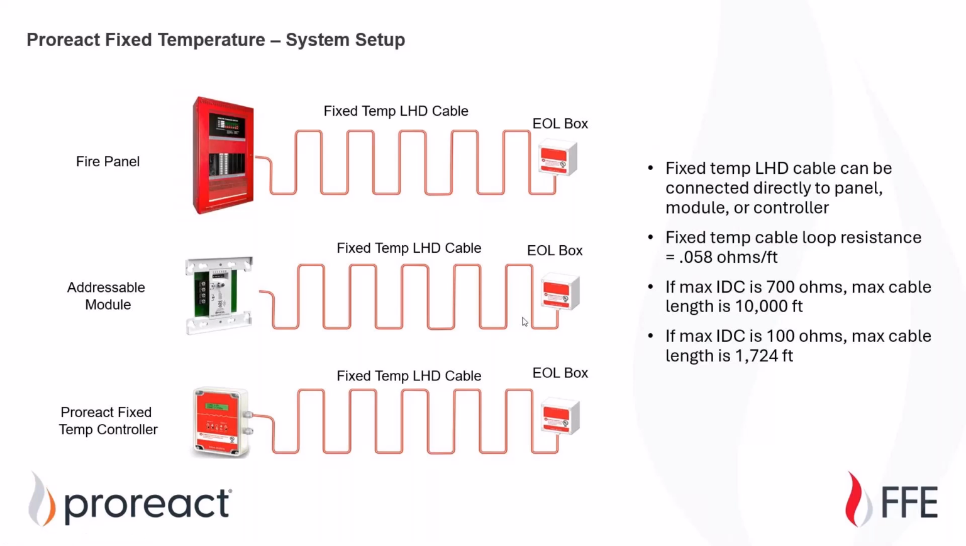So for fixed temperature linear heat detection by ProReact, there are a few different ways that you can connect this to your system. It can be connected directly to the fire panel. This is shown here in the top diagram. Also to your addressable monitors. Also, at the bottom here, we offer a ProReact fixed temperature controller. This is also called a digital interface monitor module, and we'll go into more detail here in a minute. But you have these three options on what to connect the cable directly to.